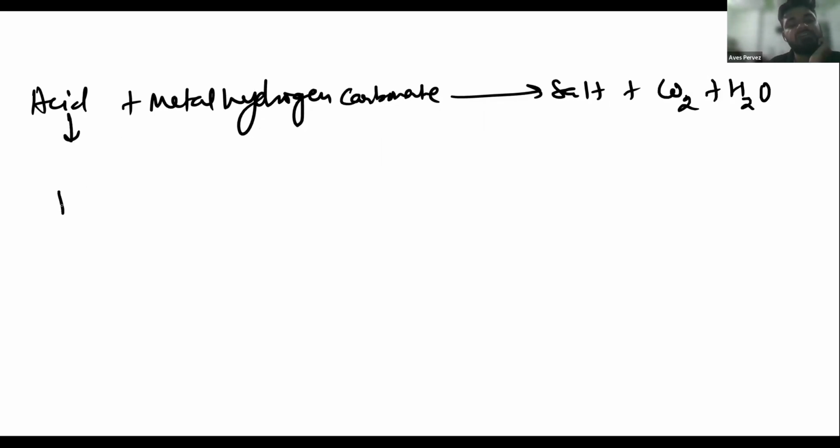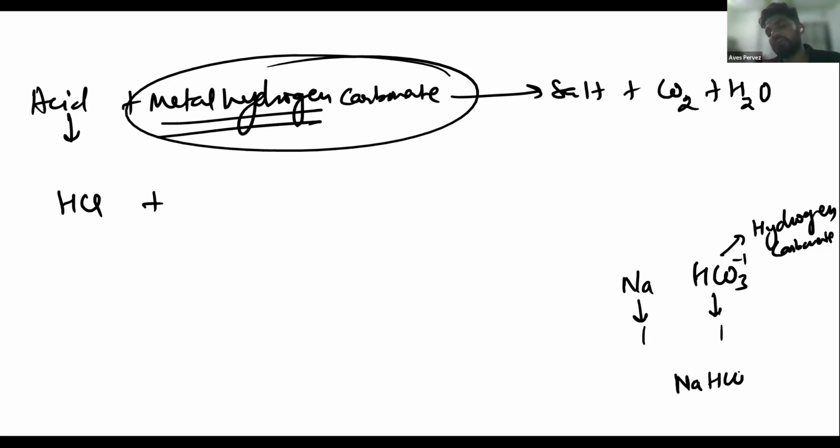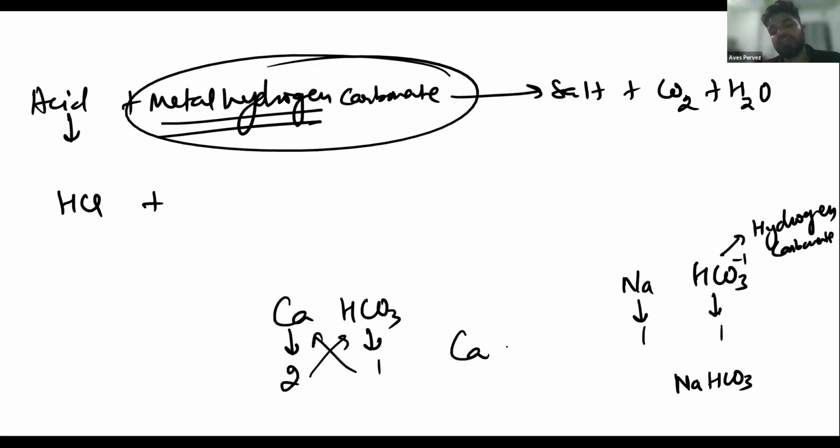For example, if we have HCl reacting with sodium hydrogen carbonate. What is a metal hydrogen carbonate? The hydrogen carbonate group is HCO3, and the metal is attached to it. Its valency is -1, like CO3 has valency -2. So hydrogen carbonate valency is -1 and Na is +1, so the formula for sodium hydrogen carbonate is NaHCO3. The formula for calcium hydrogen carbonate, with valencies 1 and 2, cross multiplied gives Ca(HCO3)2.